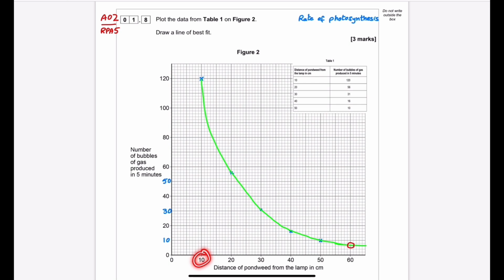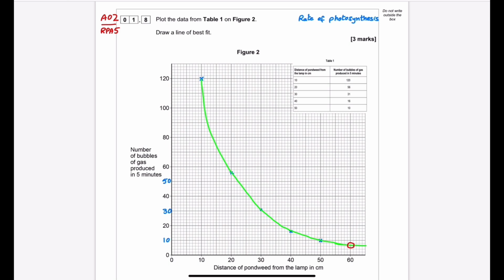At 10 centimeters, the number of bubbles is 120. At 20 centimeters, the number of bubbles is 56. So this is 50, 52, 54, 56. At 30 centimeters, it is 31, which is between 30 and 32. At 40 centimeters, it is 16. At 50 centimeters, it is 10.